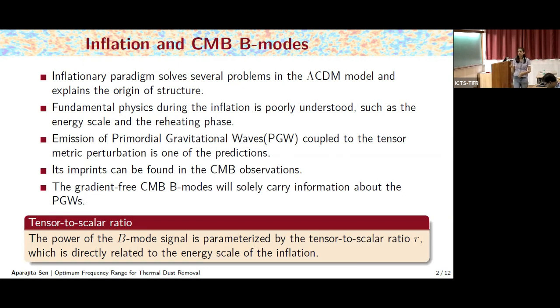As you have already heard, inflation is the paradigm where our universe went through exponential expansion. And one of the ways to pinpoint the inflationary models is by detecting the CMB B-mode signal. When we are talking about the CMB B-mode signal, we are interested in this parameter known as the tensor to scalar ratio, which parameterizes the power of the CMB B-mode.